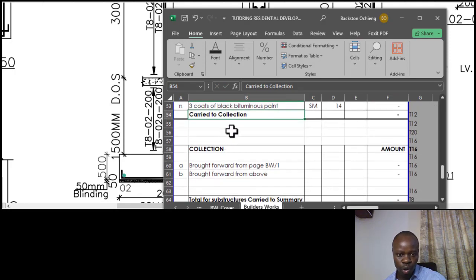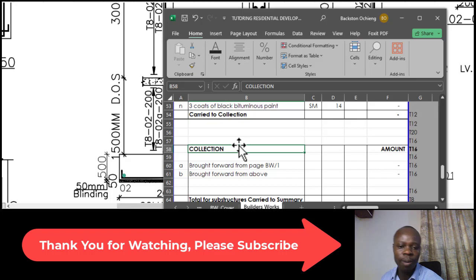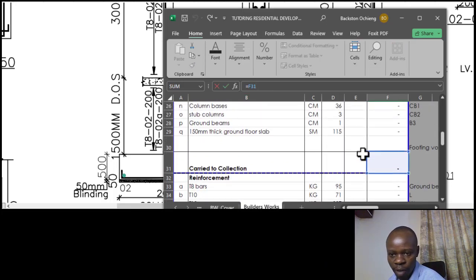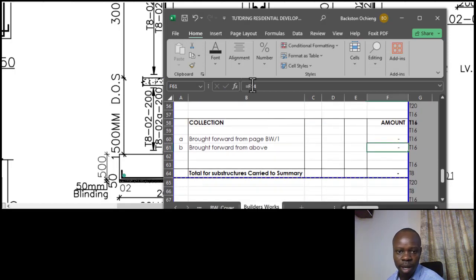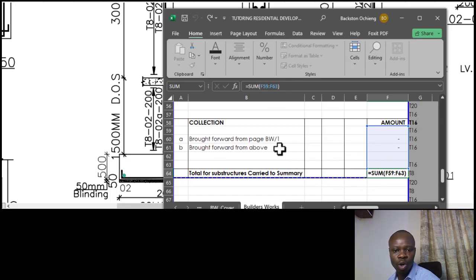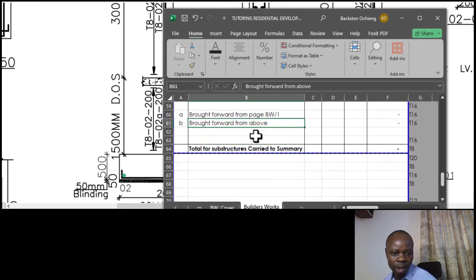Alright, so then you go to the collection. At the collection level, this we had made in our previous session. Those making a catch up, you can just click, I think it's the second last video that we did, showing you what we are doing in terms of editing here. So brought forward from page, so confirm if that page is okay, the cell reference, and also confirm if that is also okay. Then total for the substructures, we are adding these two. We are adding item 1 and item 2. Basically the items just beyond that particular column. So this gives us total for substructures carried to summary.